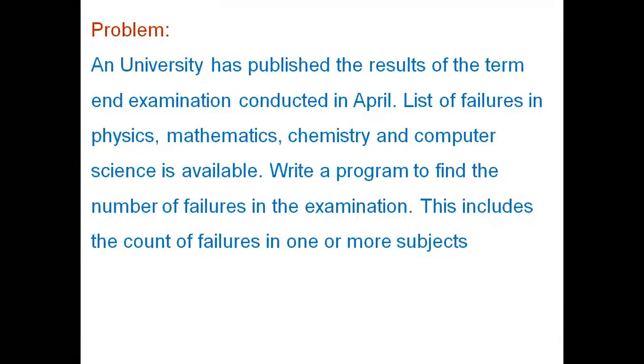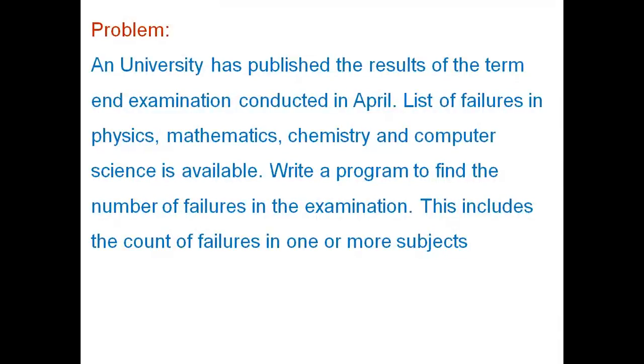When we use set theory, what we will do is, we have four sets: a set of register numbers of students who have failed in physics, a set of register numbers of students who have failed in mathematics, a set of students who have failed in chemistry, and a set of students who have failed in computer science. And we will take the union, and we know that in sets there is no duplication. So duplication will automatically be removed and a student's register number will come only once, and the union operation will give you the set of students who have failed in one or more subjects. If you take the count of that particular set, you will answer this question.